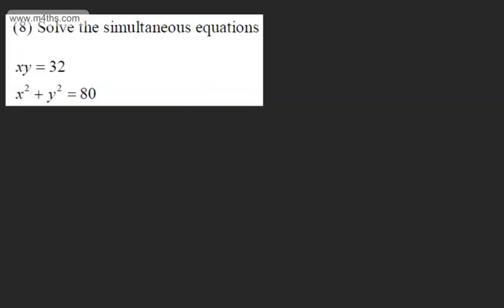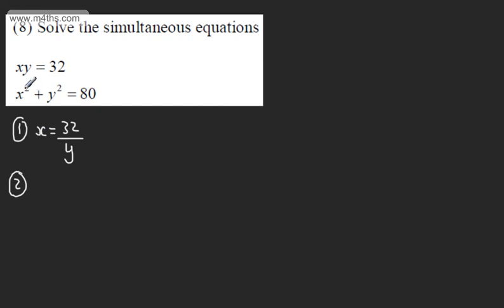In question 8, we're asked to solve the simultaneous equations xy equals 32, x squared plus y squared is equal to 80. I'm going to call this one equation 1 and rewrite it. I'm going to say now that x is equal to 32 over y. So all I've done is rewritten now x in terms of y. I'm going to substitute that into equation 2.